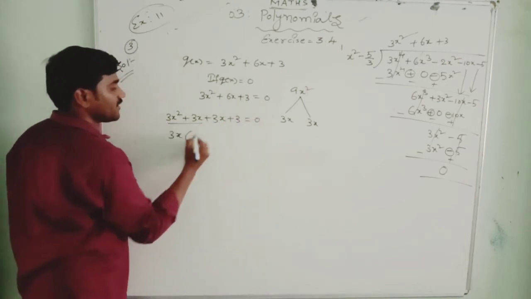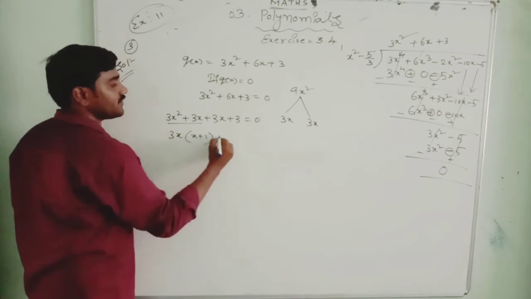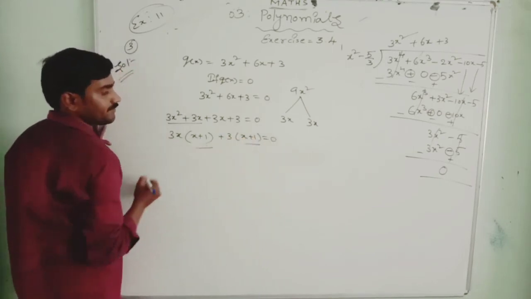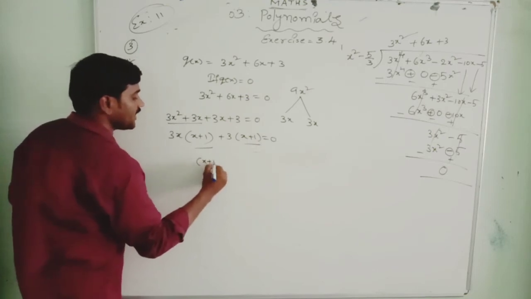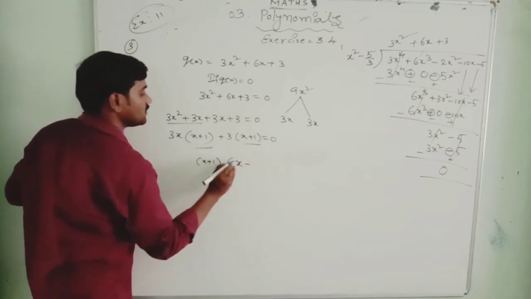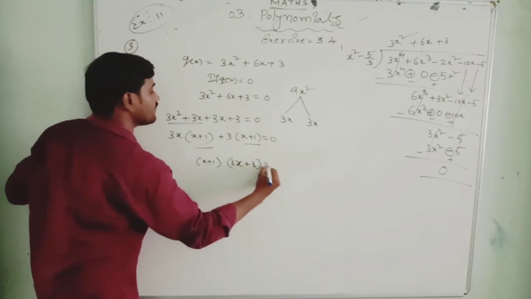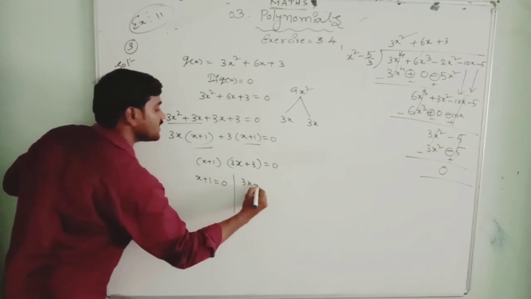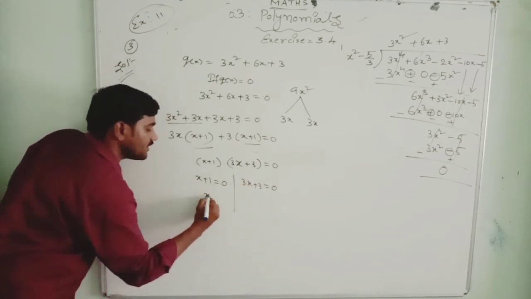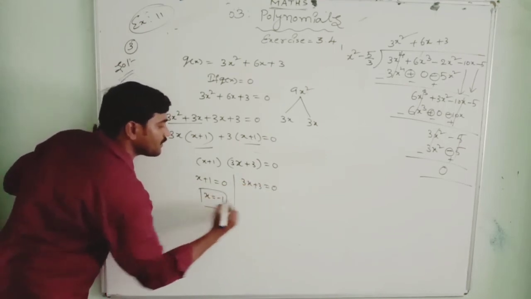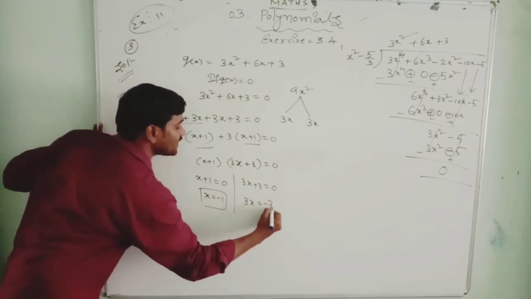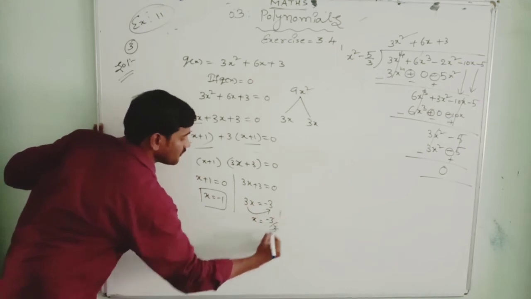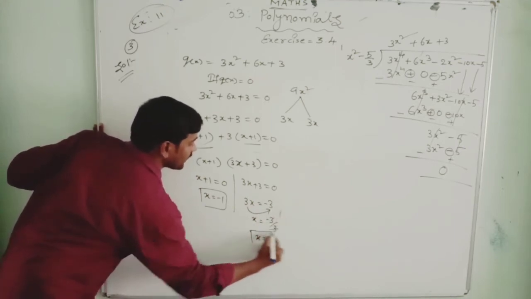3x you take out common from this, so x plus 1 will be left. Here 3 you take out common, x plus 1 equal to 0. Here we got the same again. Now x plus 1 you take out common, 3x plus 3 will be left, that equal to 0. Now it means x plus 1 equal to 0, 3x plus 3 equal to 0. x equal to minus 1. Here 3x equal to minus 3. This 3 you transfer here, x equal to minus 3 by 3. That is x equal to minus 1 again.